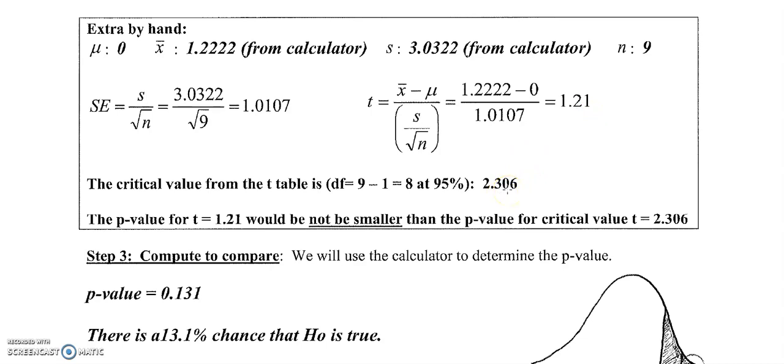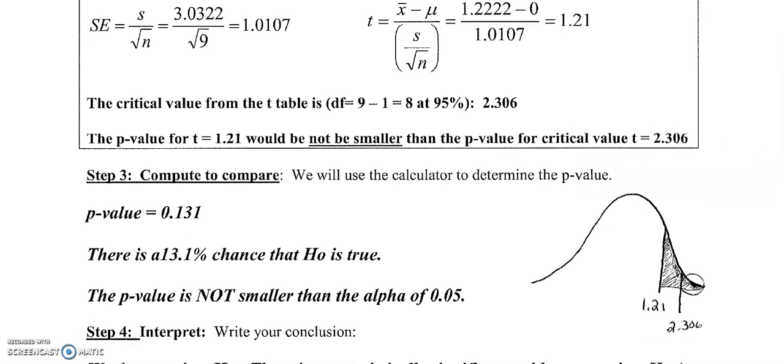The area to the right of 2.306 would be very small, smaller than the area of what we got of 1.21 to the right. This would be our p-value, the area to the right of 1.21, and then our alpha would be the area to the right of 2.306, so our p-value is not smaller than alpha. But we're going to find our p-value from the calculator.